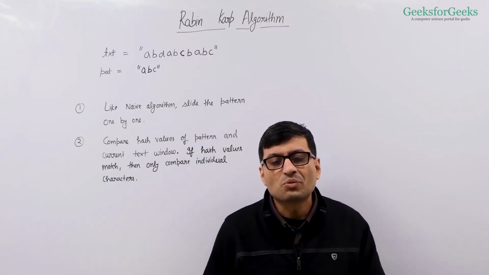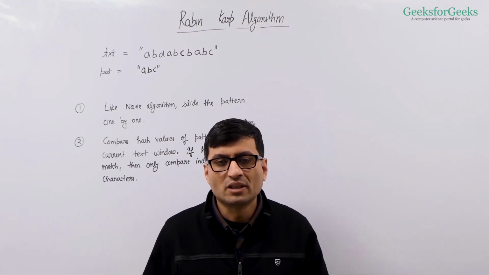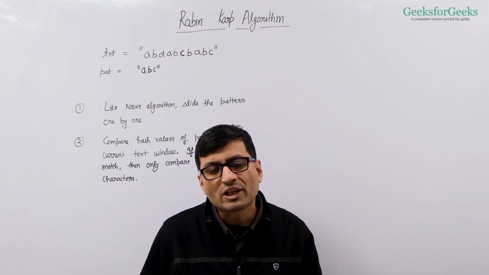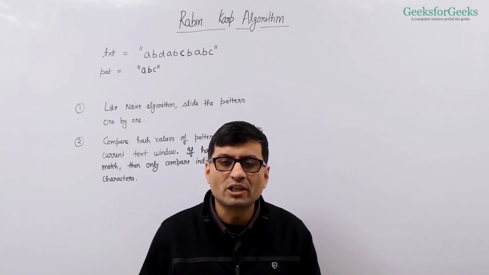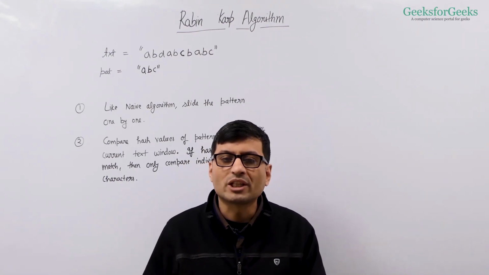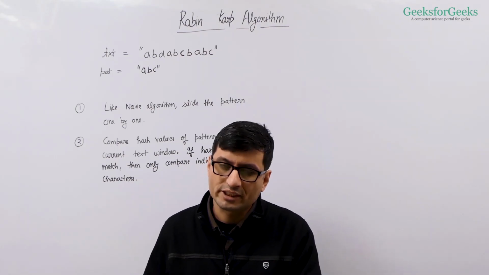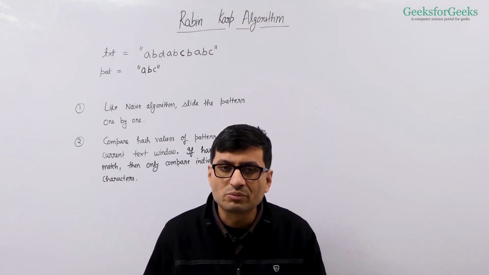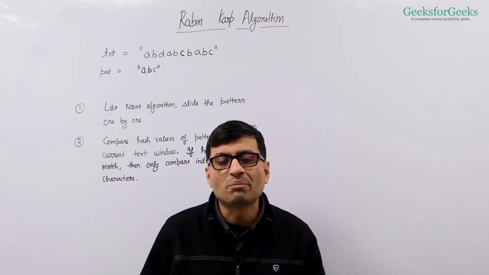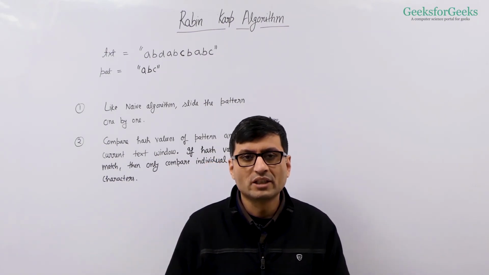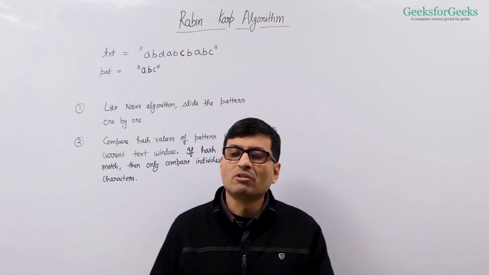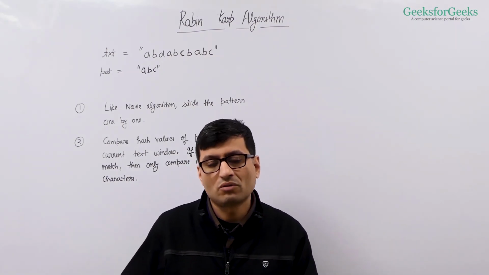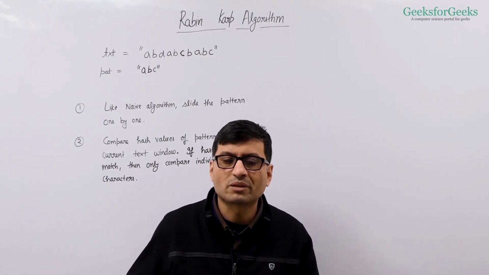What we do is, we use the idea of hashing. We compute a hash value of the pattern, which is an integer value, and hash value of every window of the text. If these two hash values, these two integer values match, then only we compare individual characters. That way, we save lots of comparisons for bigger patterns, especially for the bigger patterns.